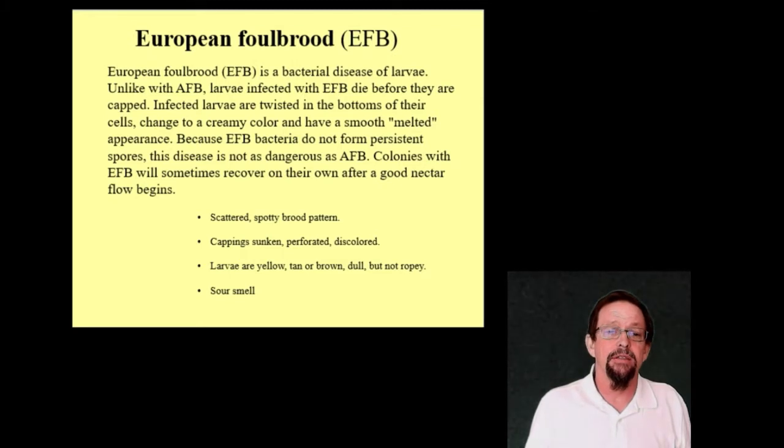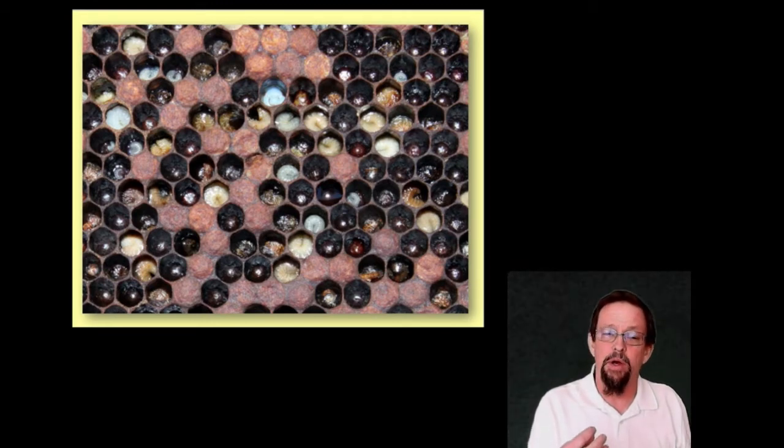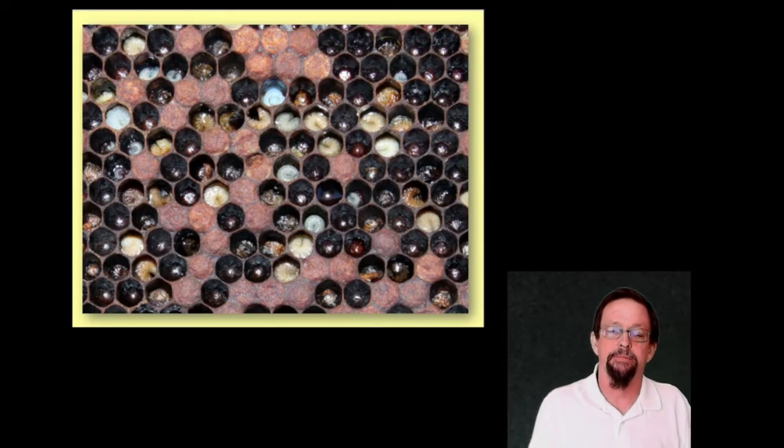Some of the signs, again, spotty brood patterns. Cappings are sunk or perforated or discolored. The larvae are yellow, tan, brown, or dull. But when you stick a stick into the cell, it does not come out ropey, and there is a sour smell. And this is what European foul brood looks like. You can see the larvae in there. They kind of have a smooth, glassy, melted look in the bottom, and the spotty brood pattern.